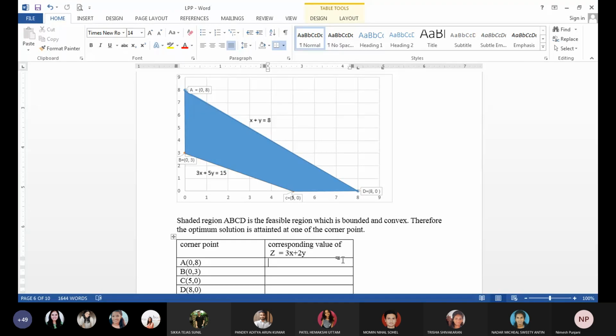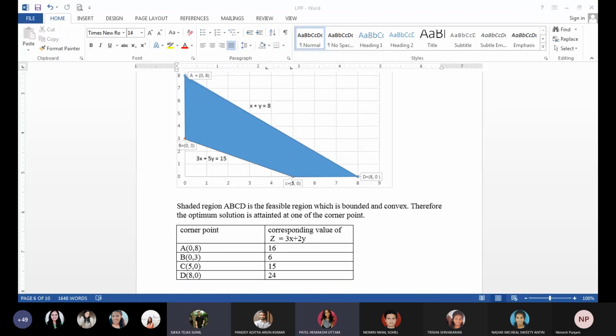What will be the first value which you will be getting? Sir, 16. 16. Okay. Then 6. Okay. Then 15. Very good. And after that 24. Tell me, which is the largest value? 24. 24 is the largest value, right?